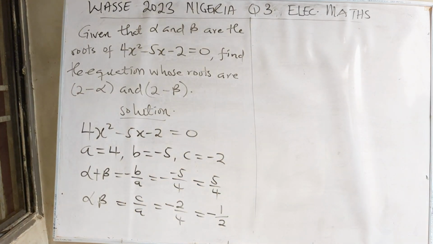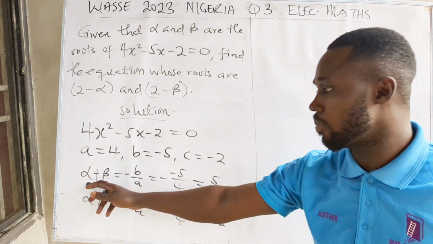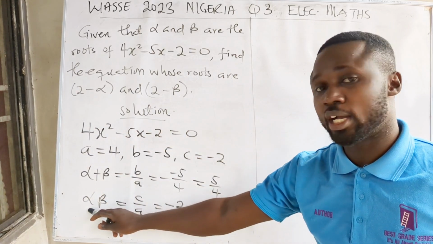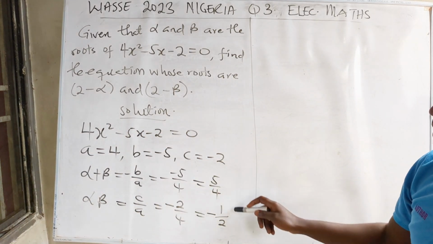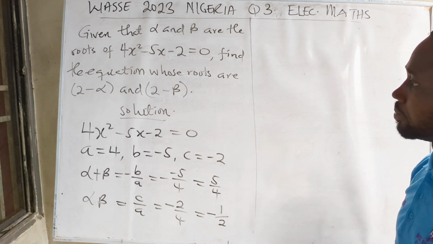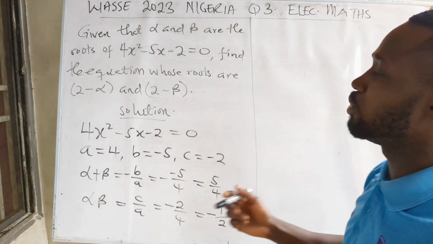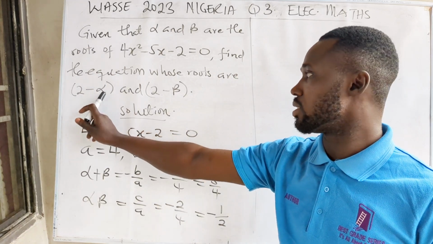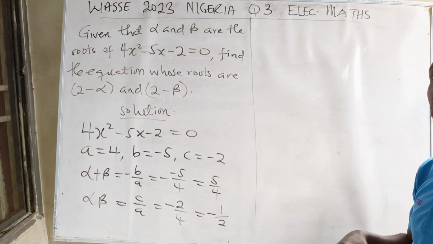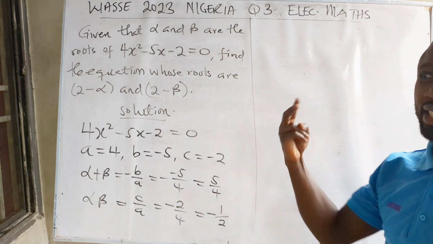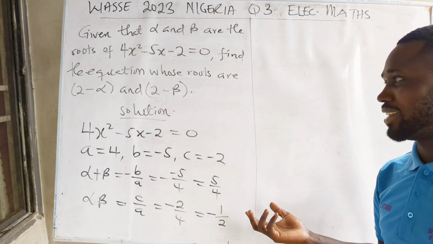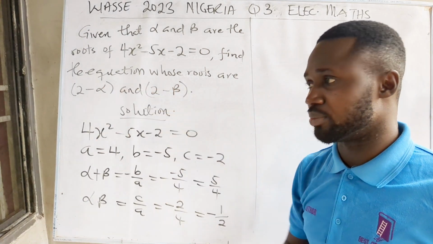Alright, so I've gotten my alpha plus beta. This is the sum of the roots, and the product of the roots is. So the sum is 5 on 4, the product is minus 1 on 2. Good. Then I'm going to find the equation whose roots are 2 minus alpha and 2 minus beta. However, for that particular equation, I have to find its sum, and also its product, so that I can find its equation.